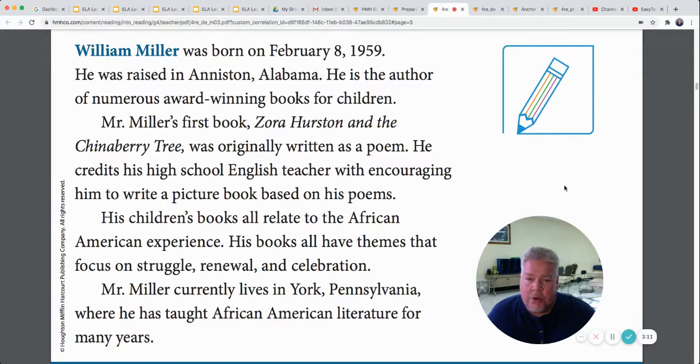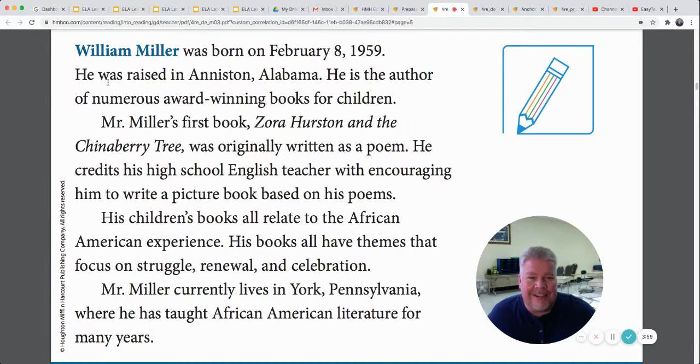Mr. Miller's first book, Zora Hurston and the Chinaberry Tree, was originally written as a poem. He credits his high school English teacher with encouraging him to write a picture book based on his poems. His children's books all relate to the African American experience. His books all have themes that focus on struggle, renewal, and celebration. And that kind of ties into our theme for this week, Rising to Meet the Occasion. Struggling, but celebrating when we meet the occasion, when we conquer our fears, or when we overcome the challenge in our life. So this story has to do with that, I bet. Mr. Miller currently lives in York, Pennsylvania, where he has taught African American literature for many years.